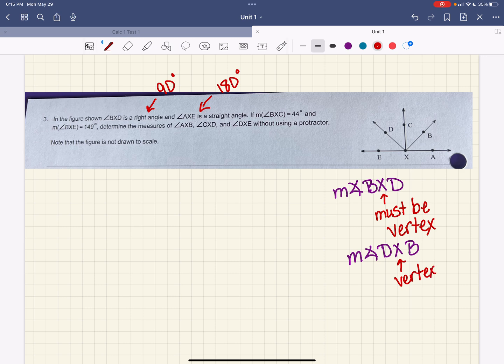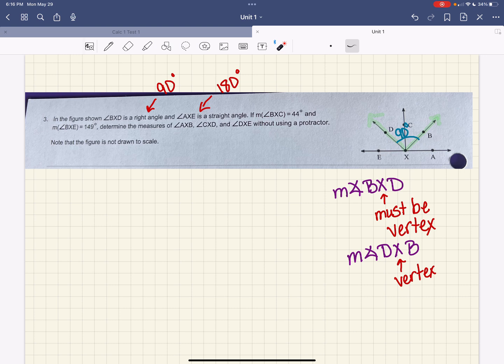So just want to make sure you're clear on how to write those when you're working with these. We are looking right now at this figure, and BXD, that's this right here, is 90 degrees. So all of these together is 90 degrees. AXE is a straight angle, so that means this angle plus these angles all together equal 180 degrees, all four of them added up together.